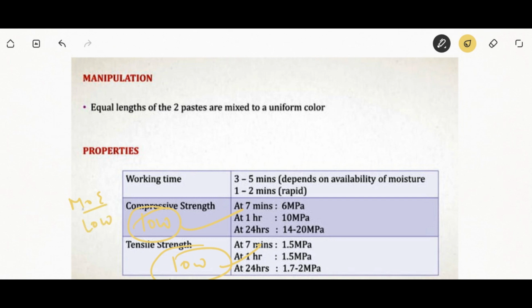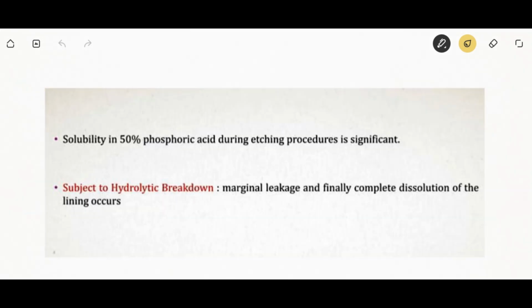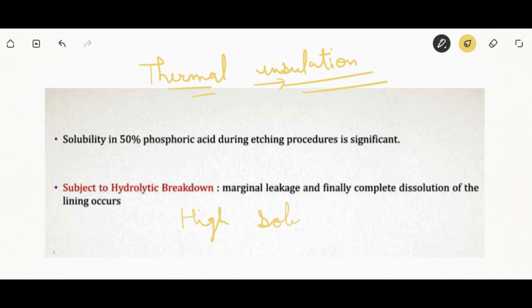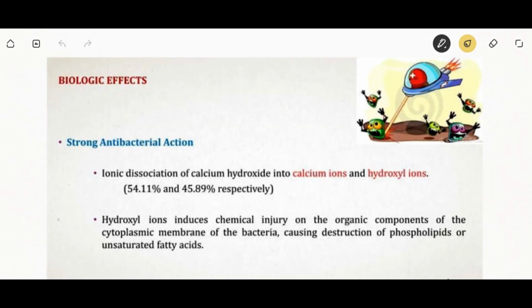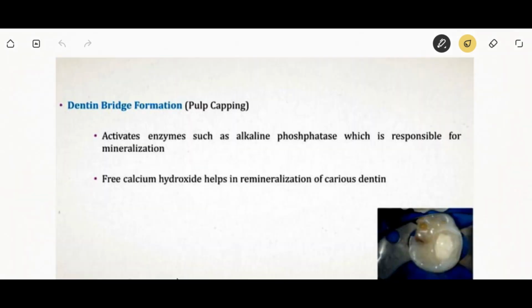The cement, as we know, is alkaline in nature. What is the pH? The pH will range from 9.2 to 11.7. So this high pH is due to the presence of free calcium hydroxide in the said cement. Due to the high alkalinity and antibacterial and protein lysing effect, it is helpful in the formation of the reparative dentin.